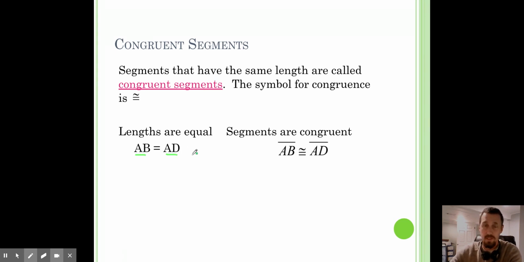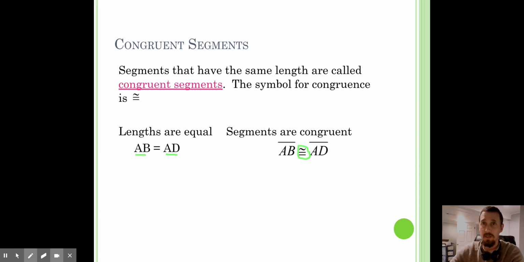Another way that we can say that two line segments are the same length is by saying line segment AB is congruent to this symbol right here. You read that as "is congruent to." So line segment AB is congruent to line segment AD, and that means they're the same length.